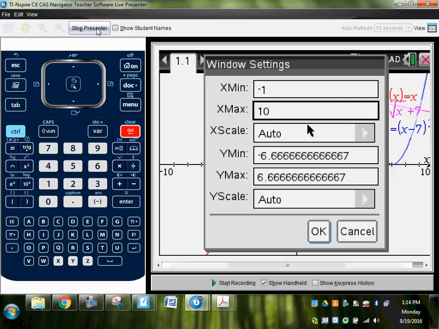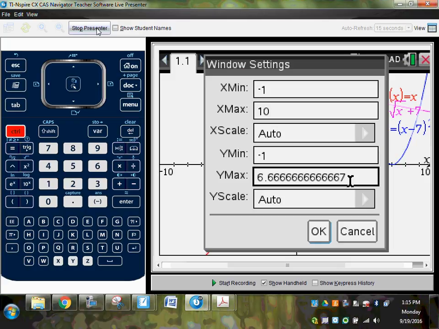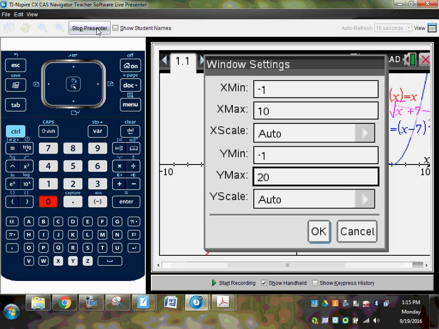That didn't seem to be the problem. Our Y-min and our Y-max ended up being the problem. We didn't have anything down below, so we can make our Y-min, let's say, negative 1. And let's make our Y-max, instead of being like 6, let's make it 20. Some people are like, well, how did you come up with that number? I guess. You could try 27 if you want to. Okay? So go down now, and you can hit OK.